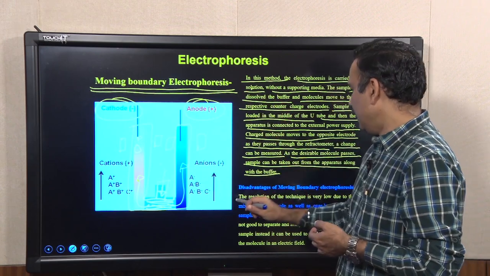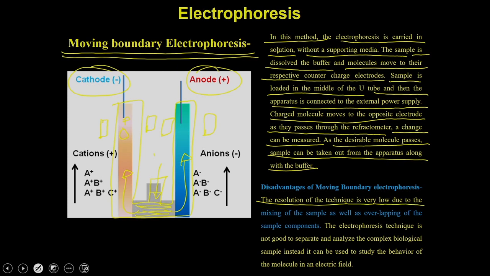What are these problems? The resolution of the technique is very low due to the mixing of the sample as well as the overlapping of the sample components. For example, if you load the sample in the middle, because all this is happening in a buffer, which does not have any supporting media, as soon as you turn on the electric field, the ions move towards the counter electrodes. But as soon as you turn off the power, they all start mixing together. And because it is happening in free media, there will be a mixing of the samples.